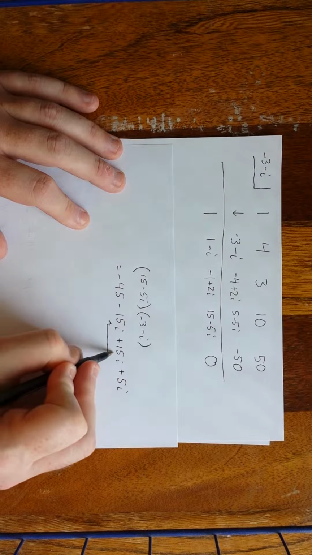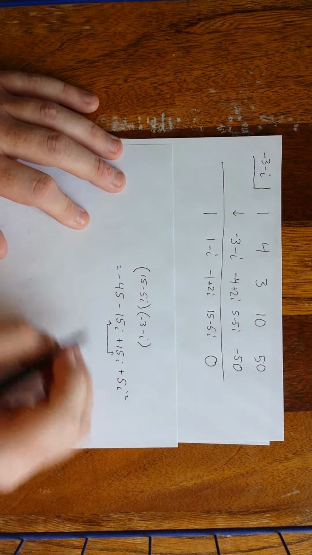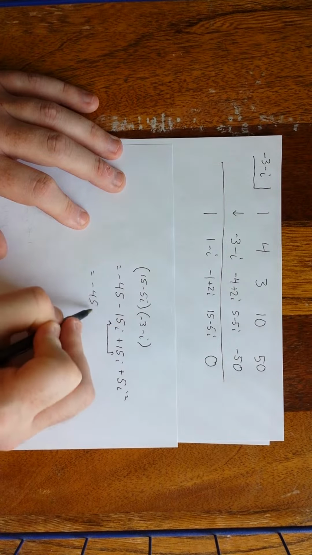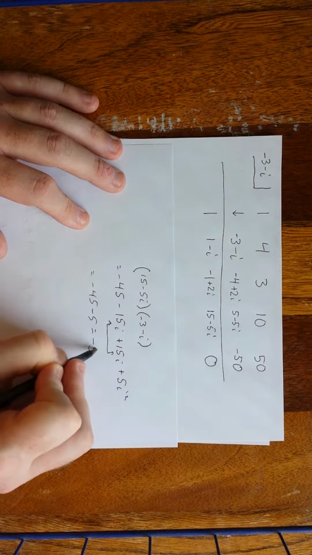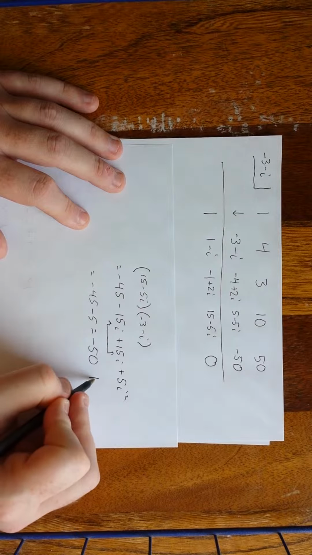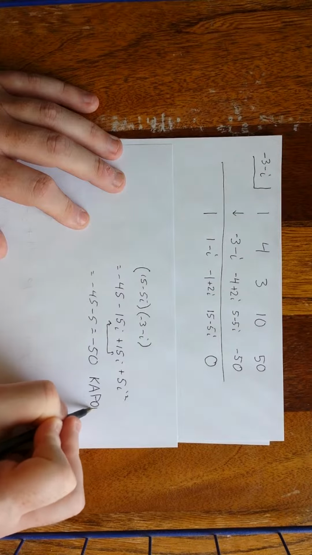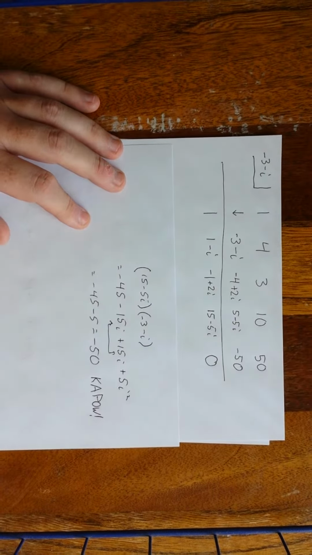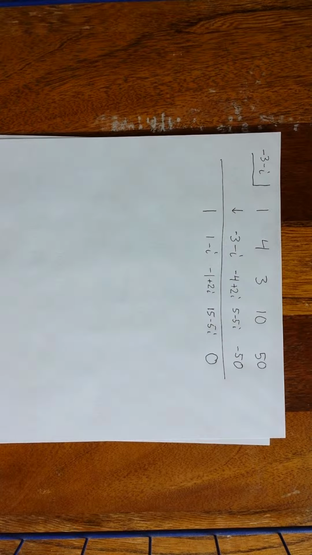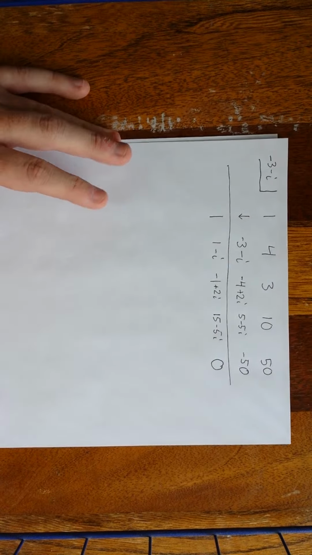Notice that the inner and outer terms cancel out. Our i squared over here becomes negative 1, and we do in fact get negative 50. I'm feeling pretty good about that. You should too. Sweet. Alright, so that takes care of our first synthetic division.